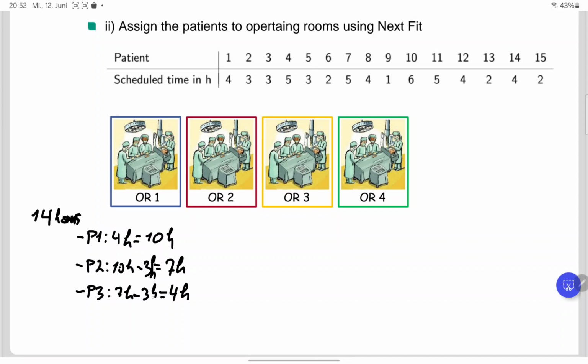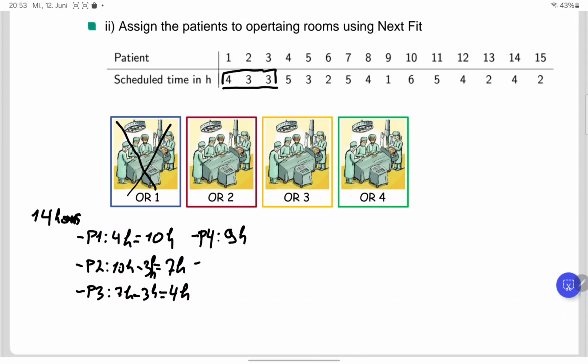So that means we cannot assign him to the first operating room. Okay, so these patients have been assigned to the first room, but 5 hours is too much, so we cannot assign this patient to the first operating room. So this is closed now, and we have to open a second room. Okay, and the same. So now 14 hours minus the fourth patient, which takes 5 hours, so we have 9 hours left.